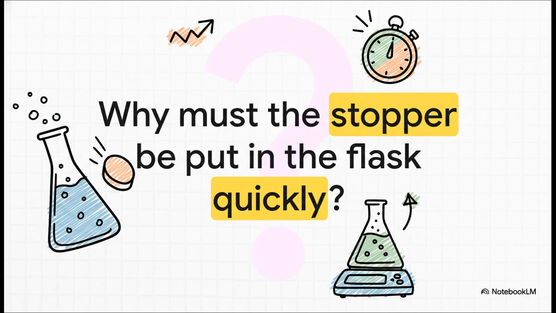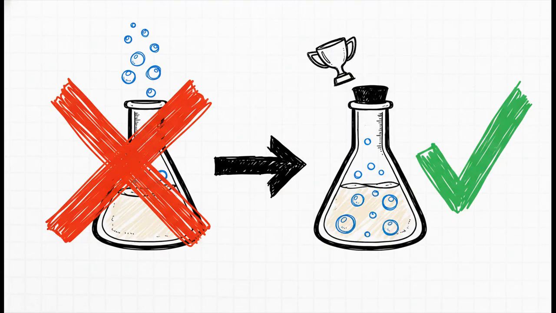The second that acid hits the zinc, the reaction starts. Bubbles start forming instantly. So if we're slow with that stopper, what are we losing? And there it is, the exact phrase from the mark scheme: to reduce the escape of gas. Simple as that. Using precise language like this is exactly what gets you the mark. It shows you understand the practicalities of the experiment.